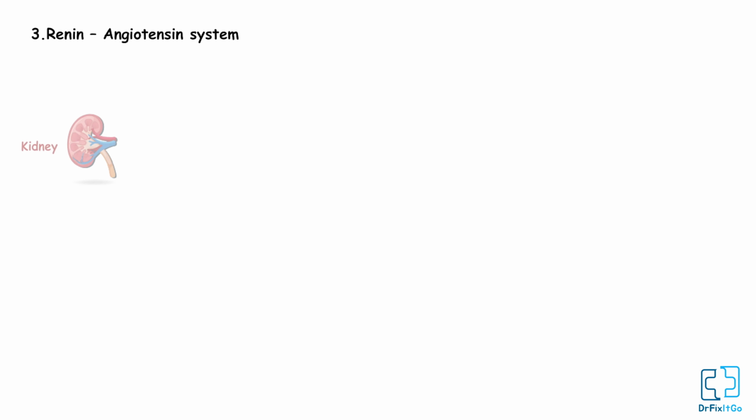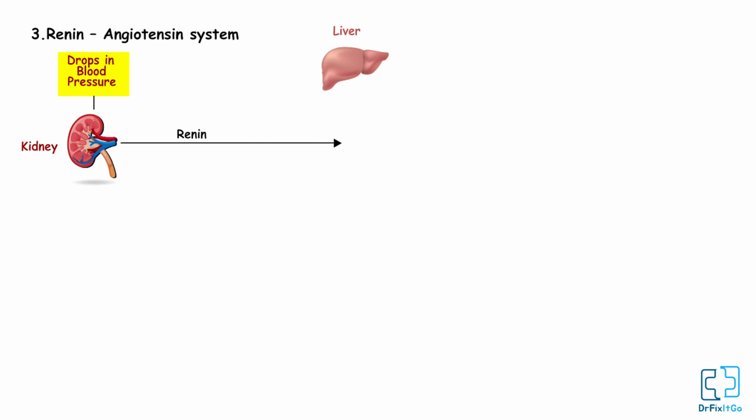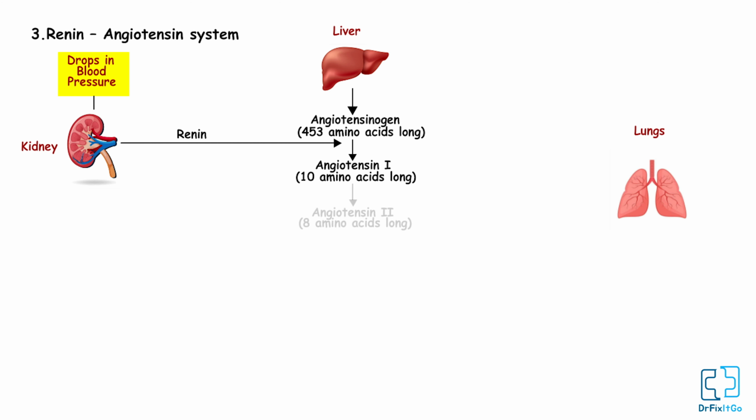Renin-angiotensin system. Kidney: when blood pressure drops, the kidney releases renin. Liver: renin converts angiotensinogen from the liver into angiotensin 1. Lungs: angiotensin 1 is converted into angiotensin 2 with the help of an enzyme, that is, angiotensin converting enzyme.